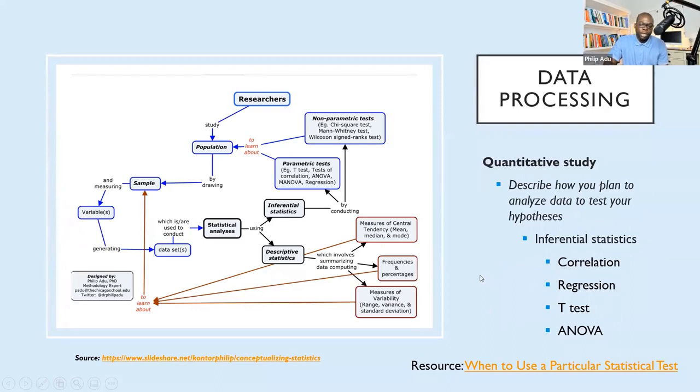Whether you want to do correlation, regression, t-test. I have a link here that will give you information about what tests you have to do based on the hypothesis or the research question that you have. So you can look at that information.